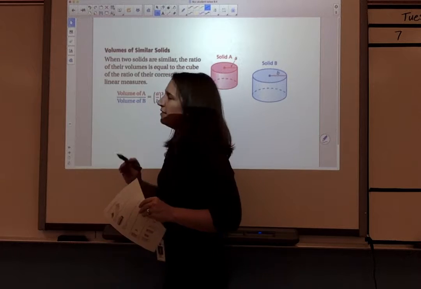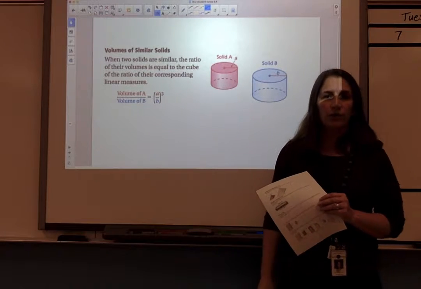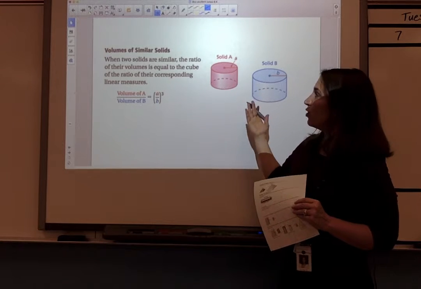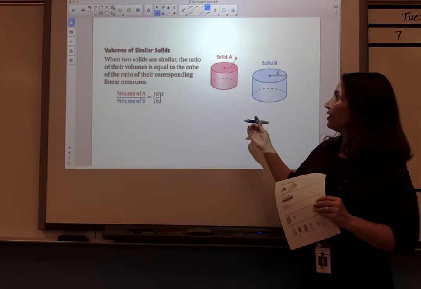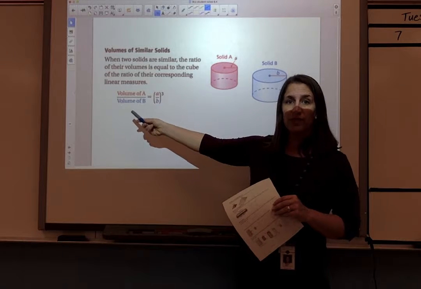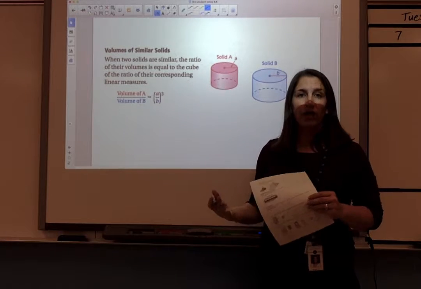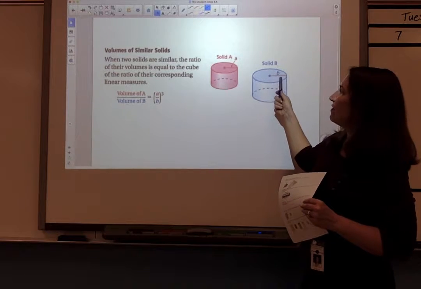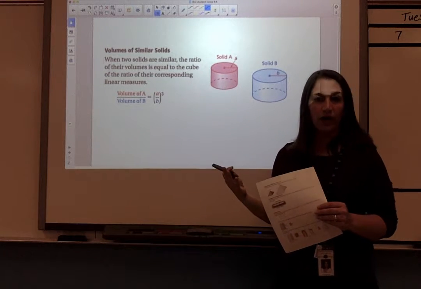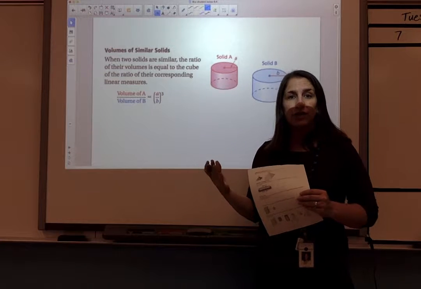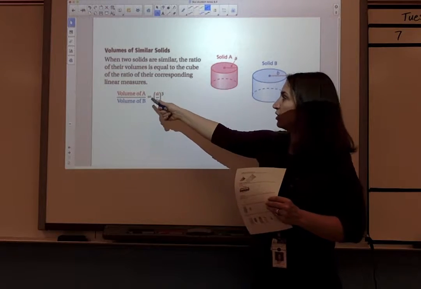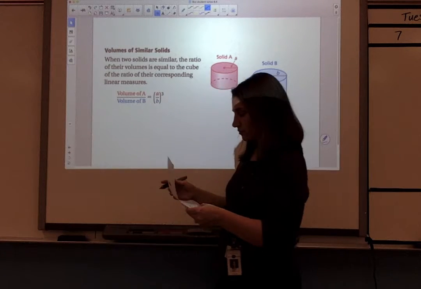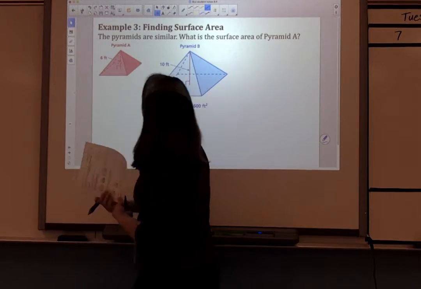On the other hand, if we're comparing volumes, because volume is a three-dimensional measurement, if we know that two solids are similar, the ratio of their volumes is equal to the cube of the ratio of one of those corresponding linear measurements. So if we have the height or the radius of both of the cylinders, we need to cube that ratio in order to compare that to the two volumes. So let's practice doing that.